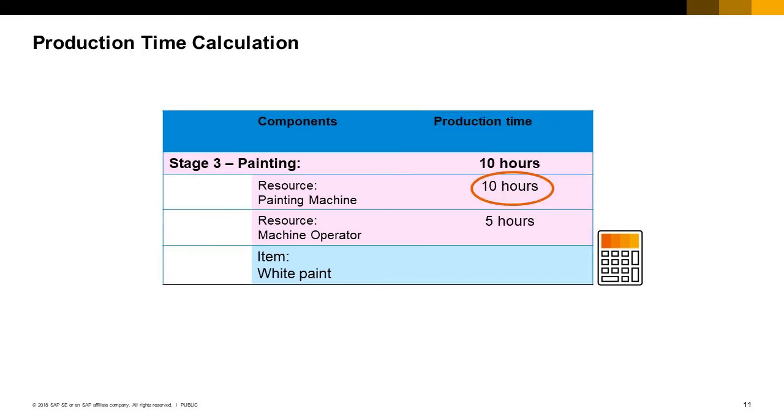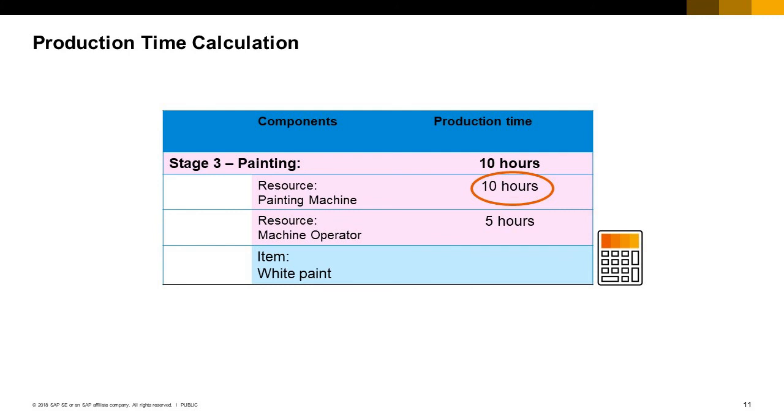The resource production time is the planned resource quantity expressed in time, according to the time per resource unit field in the resource master data. In this case it is a total of 10 hours for the painting machine and 5 hours for the machine operator. To calculate the production time of a stage, the system simply takes the largest production time of all resource rows in the stage, in this case it is 10.